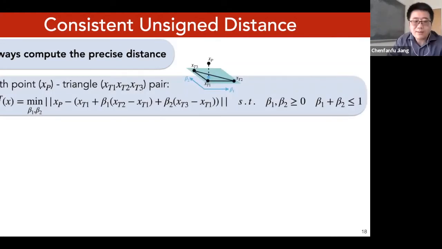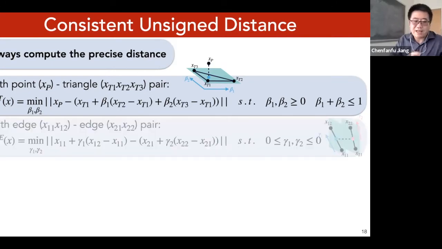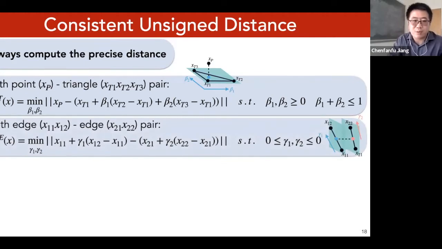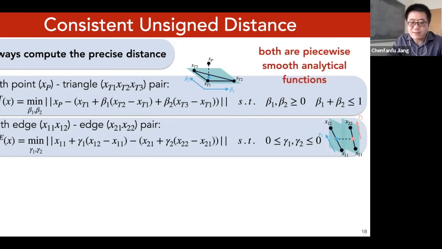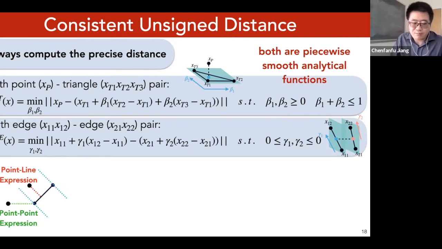An unsigned distance is easy to compute. For example, finding the distance between a point and a triangle has an analytical solution. Or for edge versus edge, when we're doing, say, thin rods, the distance also has an analytical solution. And what's even better is that these precise distances, in both cases, are piecewise smooth functions. For example, in 2D, the point-edge distance just depends on whether the point is inside the orthogonal span of the edge. It's just piecewise smooth expressions.